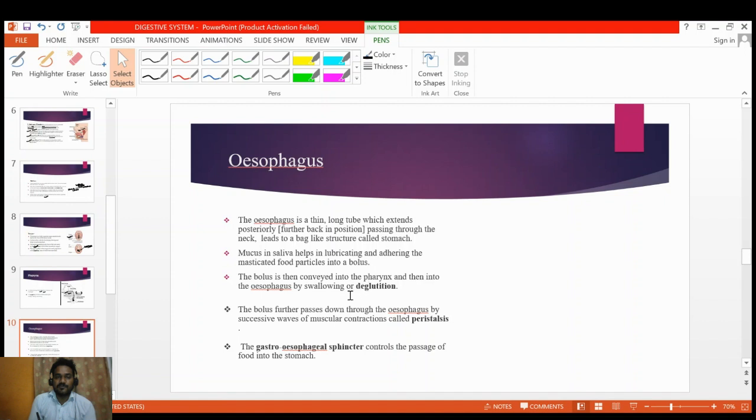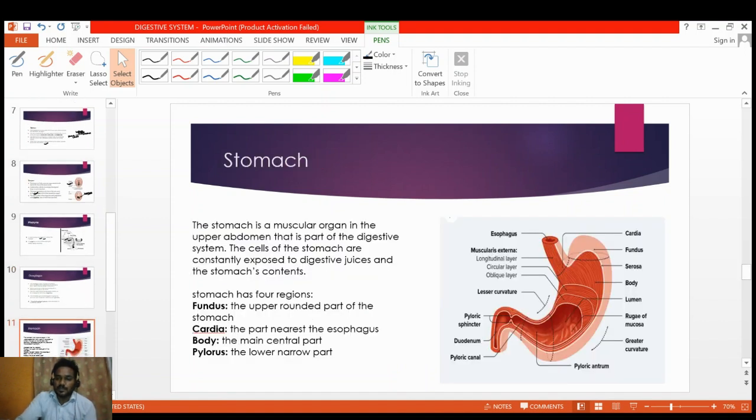Okay, as the food enters the stomach region, next we have a very important segment, that is the stomach. What is the stomach? It's a muscular organ, students. It's a J-shaped bag-like structure.